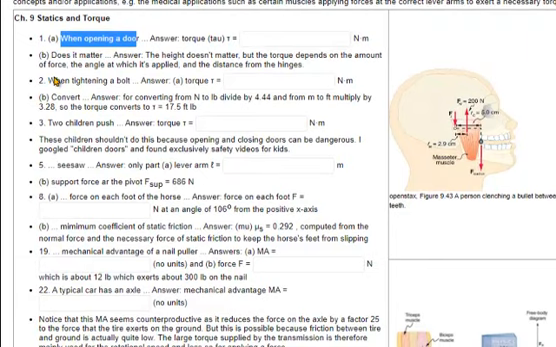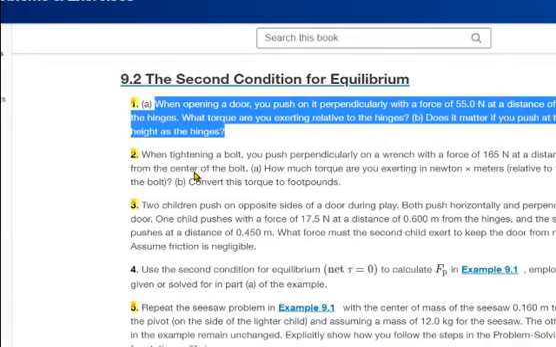problem 2, which is when tightening a bolt. Let's see what it says here. When tightening a bolt, you push perpendicular on a wrench, just like with the doorknob, with a force of this much at a distance of this much from the center of the bolt. How much torque are you exerting in Newton meters? All it is, is multiply the two numbers. Then convert this torque to foot-pounds.